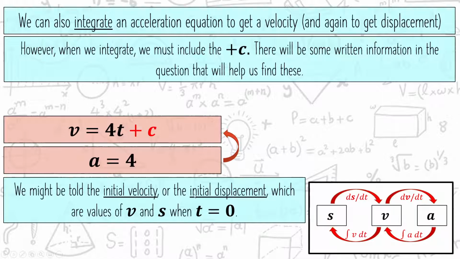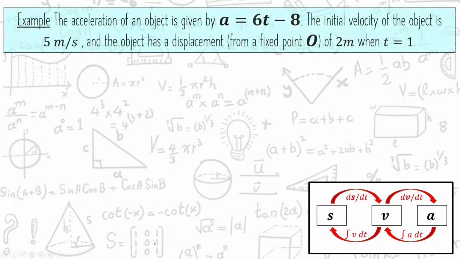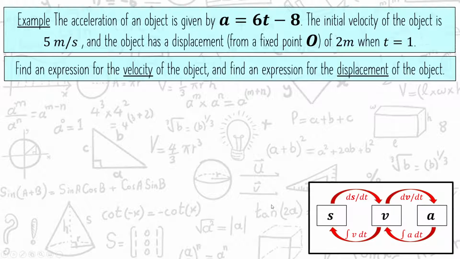The initial velocities or the initial displacements are things that we're often told, and these are the values of v and s when t is 0. Something that we'll often do is substitute in t is 0 into the velocity or displacement equations. Here's an example. The acceleration of an object is given by 6t take away 8. The initial velocity of the object is 5 meters per second, and the object has a displacement from a fixed point O of 2 meters when t is 1. We're going to try and find an expression for the velocity and an expression for the displacement.